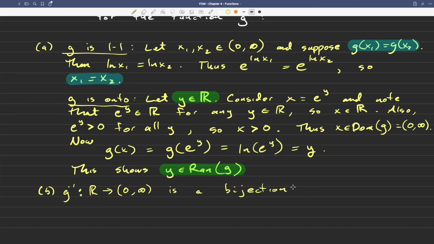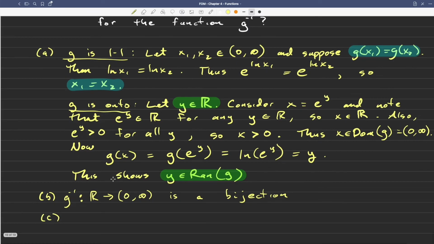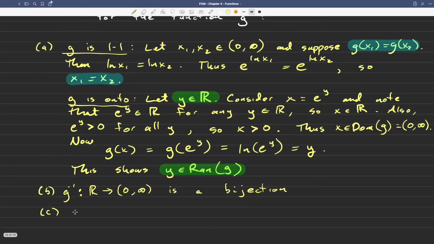So the inverse of a bijection is a bijection, and the domain and the range are just switched, interchanged from the original one. And I ask you, what's the common name and notation for this function g inverse? Well, g inverse is just our old friend, the natural exponential function, e to the x. So e to the x and natural log of x are inverse functions.